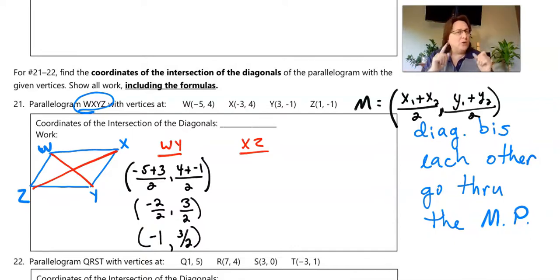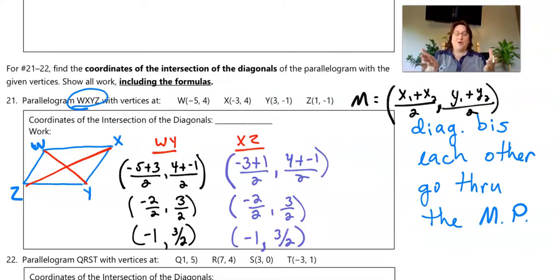So now, in order to confirm that that definitely is where those diagonals intersect on the graph, guys, we also need to find the midpoint of XZ. So go find the midpoint of XZ, work it out, and make sure, do you get the same value? All right, go give it a shot. What did you get for the midpoint of XZ?